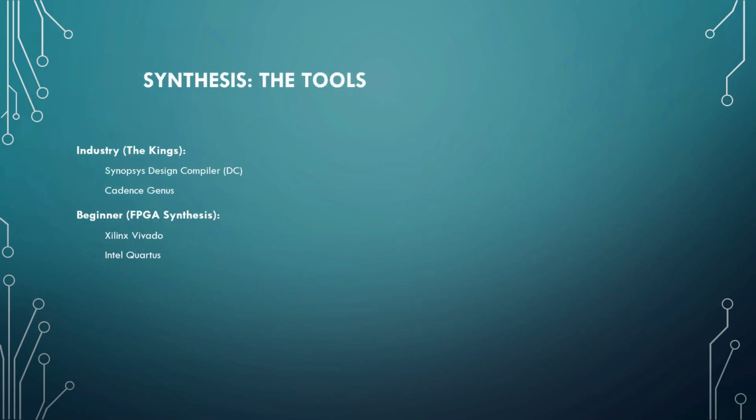In the industry, the undisputed kings of synthesis are Synopsys Design Compiler or DC, and Cadence Genus. For beginners learning on FPGAs, which are like reconfigurable buildings, the synthesis engines inside Xilinx Vivado and Intel are world class. So we can use them.